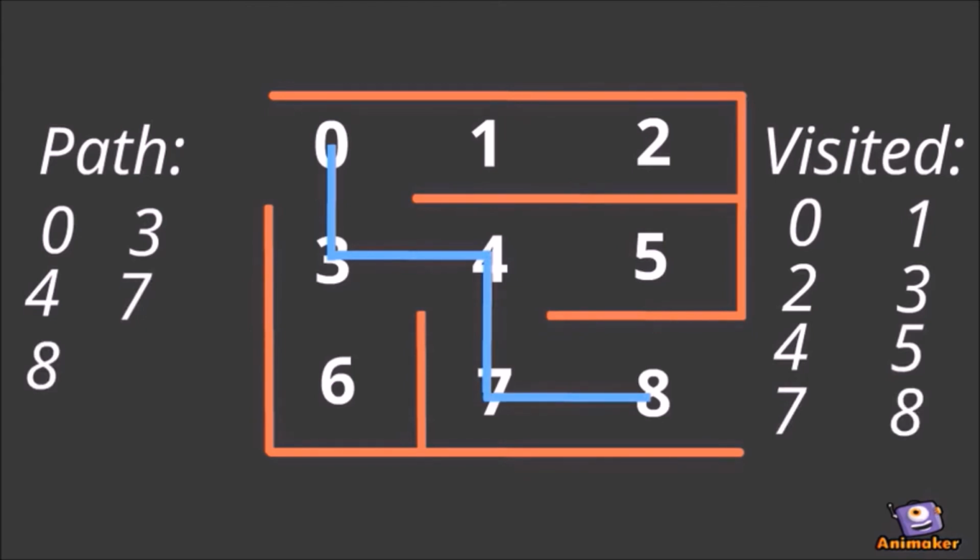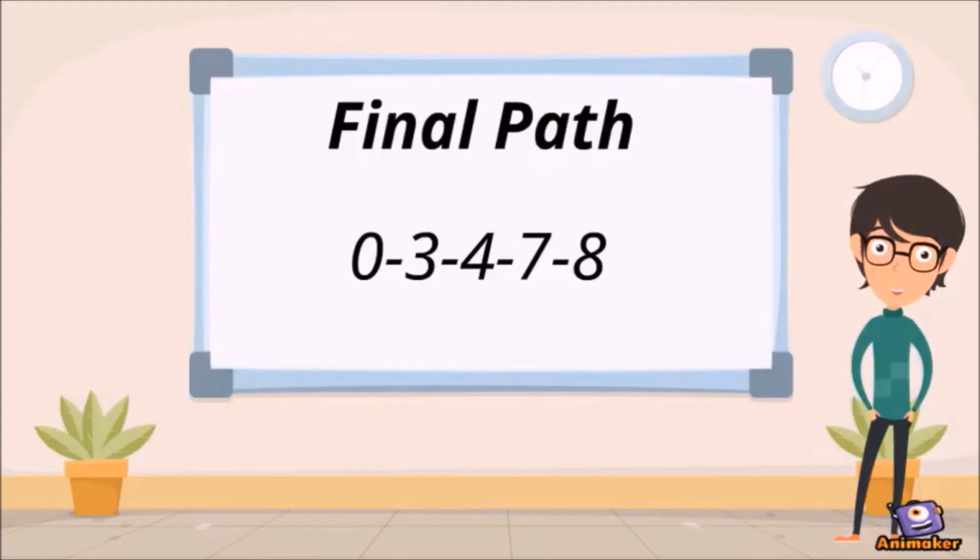Finally it has reached the finishing point. So our final path to reach the finishing point is 0, 3, 4, 7, 8.